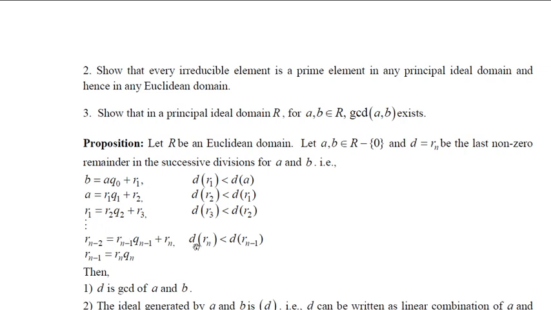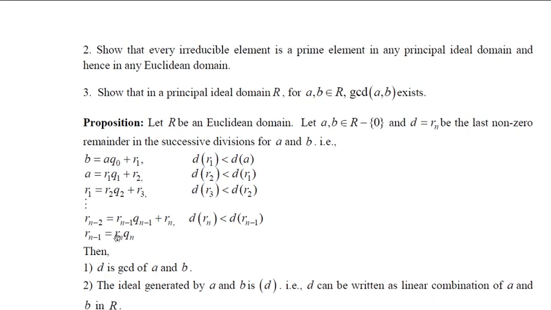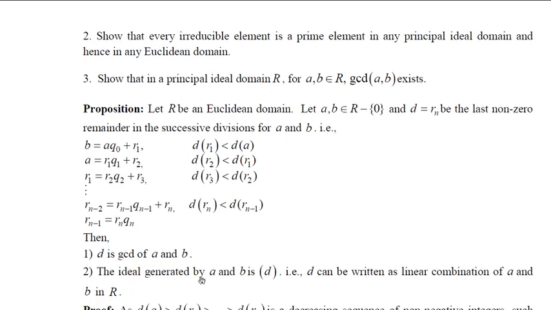Go on, proceed like this. After certain steps, your remainder will become 0. So we get r(n-1) equal to r(n) times q(n), with r(n) the last non-zero remainder. This is your d according to them: d equals r(n). Then we have to show that this remainder is the GCD of a and b, and the ideal generated by a and b is the principal ideal (d). That is, d can be written as a linear combination of a and b: d equals lambda a plus mu b, where lambda and mu are elements of R.